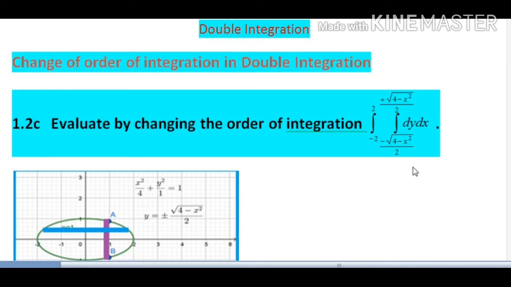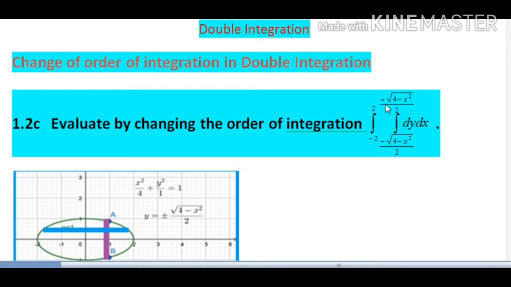Why? Because sometimes it is more convenient to integrate first with respect to y and then with respect to x, and other times first with respect to x and then with respect to y. So in this question the order of integration is dy dx. You know that if the order of integration is dy dx, then your strip is vertical. Whenever you want to solve any given double integral, the first step is to plot the region of integration.